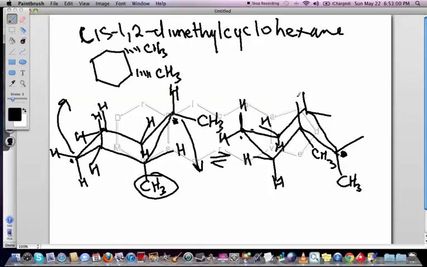Now the other question you might be asked here is, which one of these is the lower energy conformation? Well, as I talked about in an earlier mini lecture, anything that has methyl groups in an equatorial position is going to be favored over anything that has methyl groups in an axial position. We talked about how methyls in equatorials were more stable than methyls in axial positions. And what you've got here is a situation where you've got one axial methyl and one equatorial methyl, and one axial methyl, one equatorial methyl. So there would be no difference in energy for these two conformations.